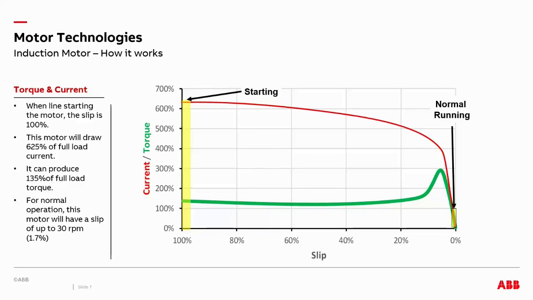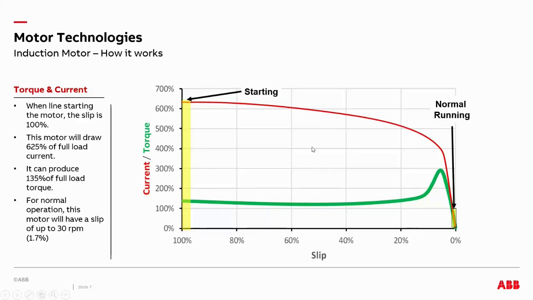Once we get up to speed, the motor will have a normal operation and some slip of about 30 RPMs. And that's the normal running area highlighted in the yellow section towards the end. As it's accelerating, the motor will run between the speed of 1770 and just under 1800 RPM. So 1770 would be full load and close to 1800 would be no load.